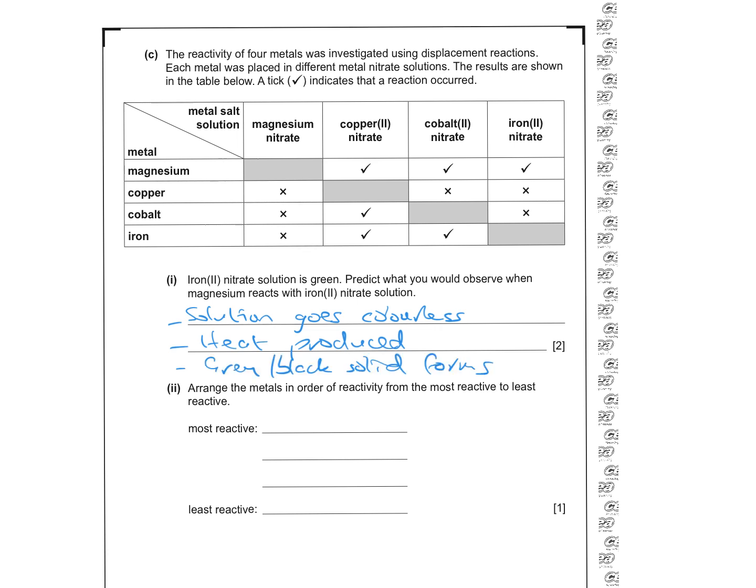And then part 2, arrange these from most reactive to least reactive. Well, we're looking at the number of ticks. You can see that magnesium reacts with all of them. There are 3 ticks. The iron has 2 ticks. Cobalt has 1. The copper has none, so it's the least reactive.